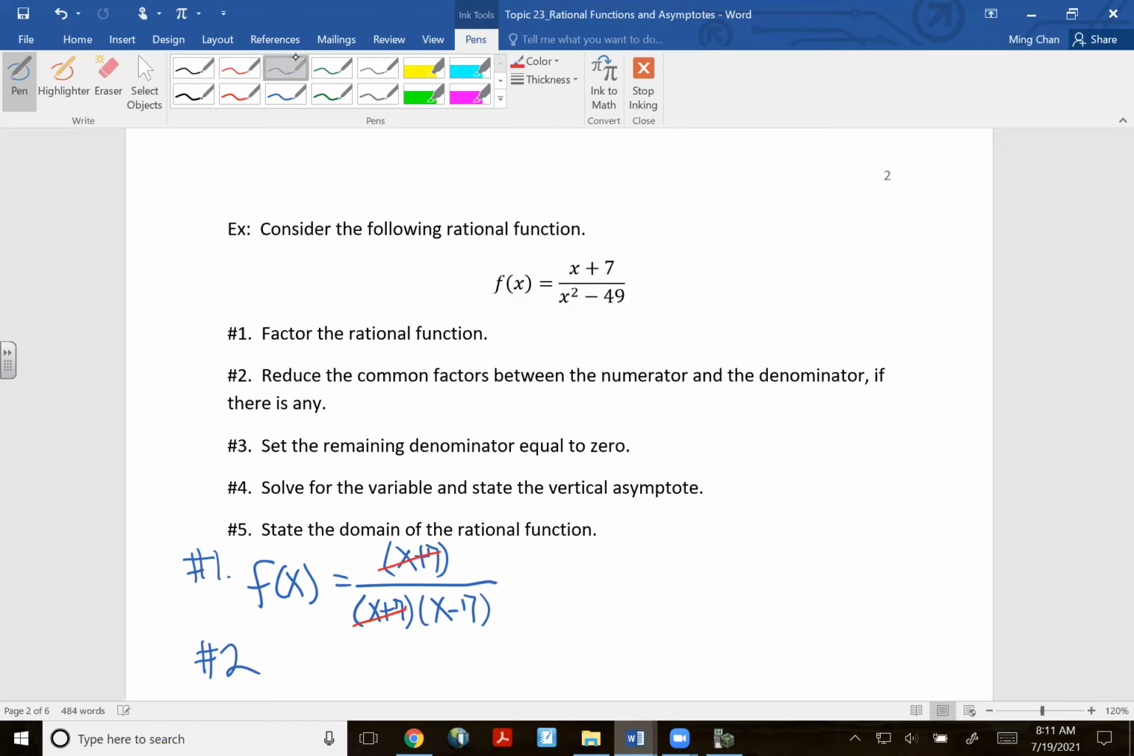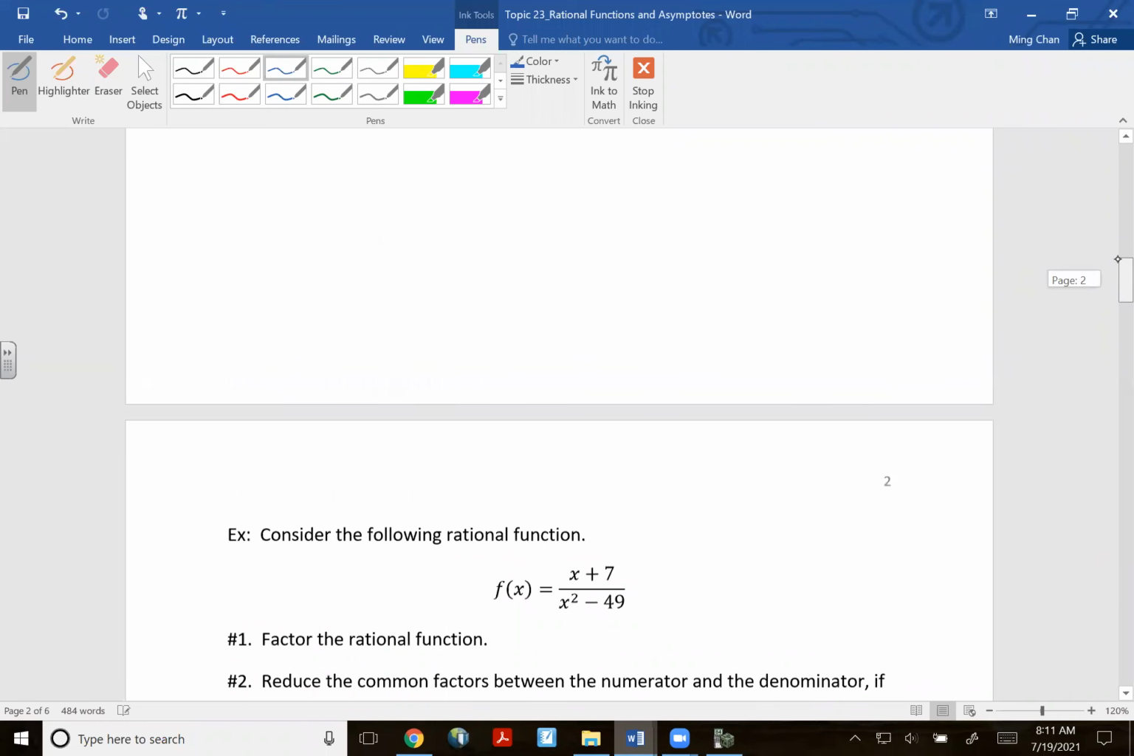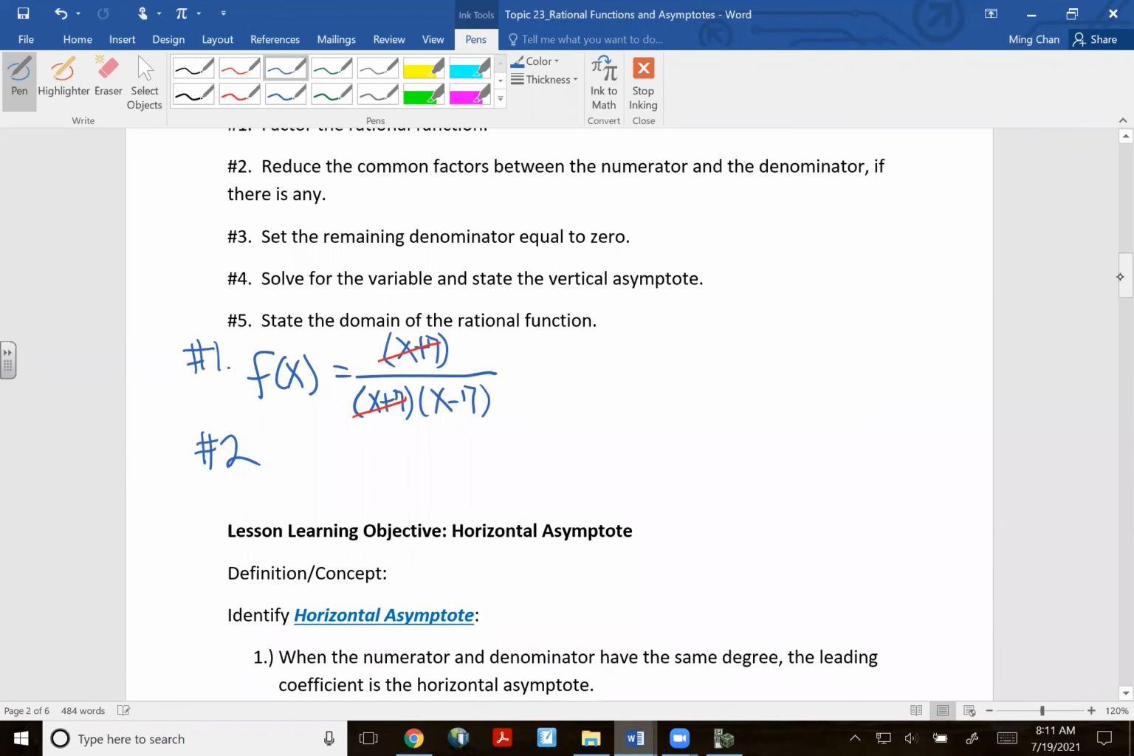So now the function will look like, since there's no more numerator once the numerator got canceled out, it becomes a 1. So that's 1 over x minus 7. Number three, set the remaining denominator equal to 0. Number four, solve for the variable: move the negative 7 over, x equals 7. So this x equals 7 is my vertical asymptote. State the domain of the function.